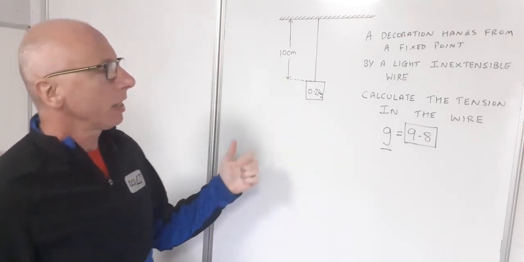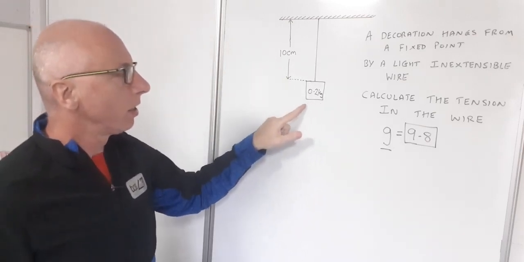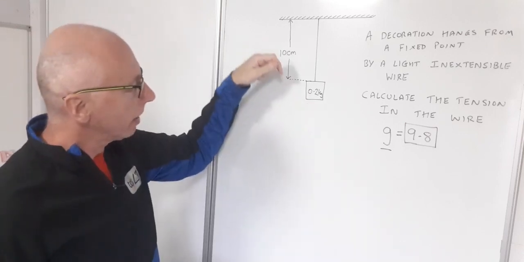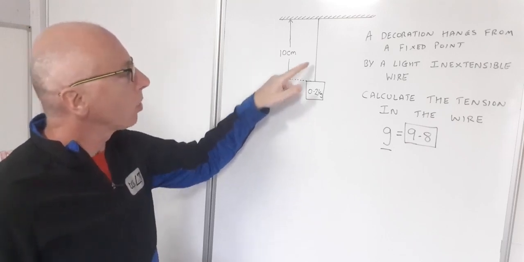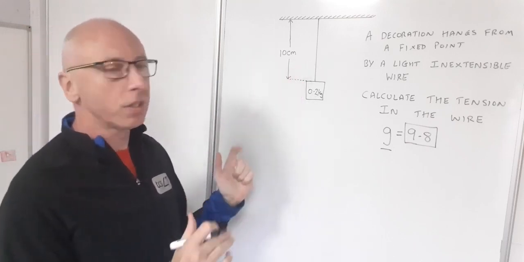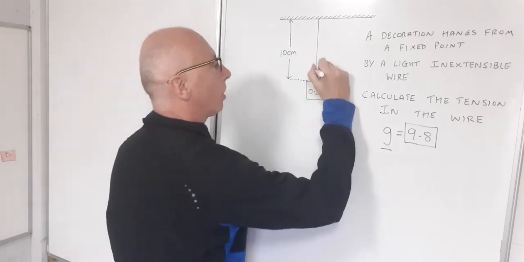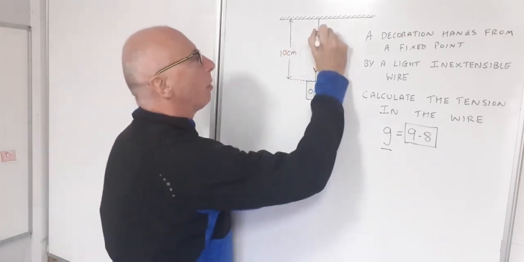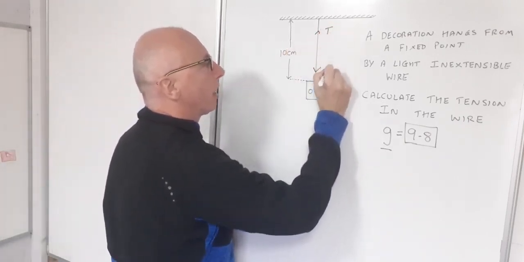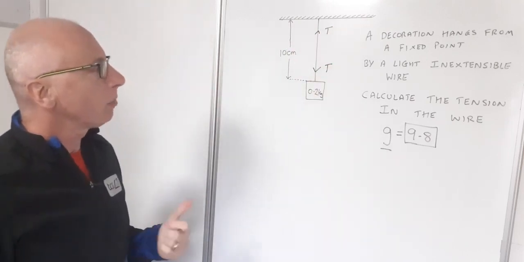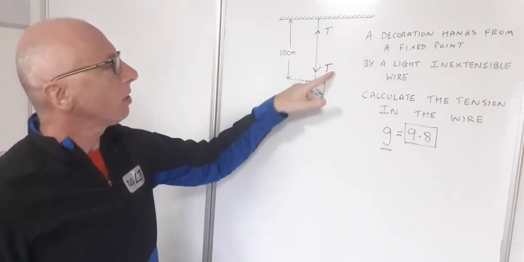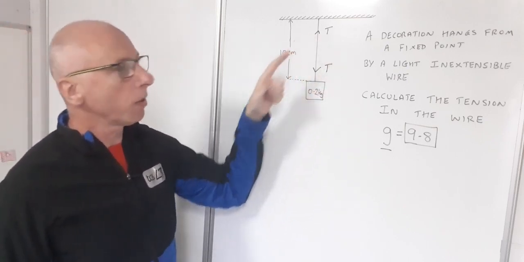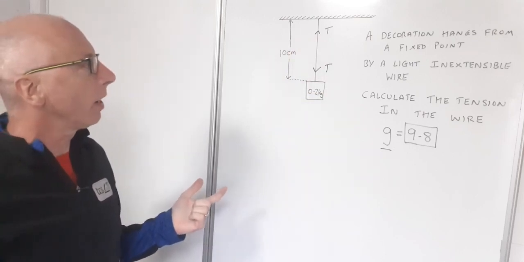Okay, now what we've got here is this decoration is not moving. The force of gravity is acting on it, and this gravity is acting downwards, but also the tension in the wire is acting upwards to keep it stable. So the weight of the decoration is bringing the force down, but we've also got tension keeping it in the same place. So this is in what's called a state of equilibrium. So these two forces acting on it, T going downwards, T going upwards, they are the same force. That's the tension in the wire.